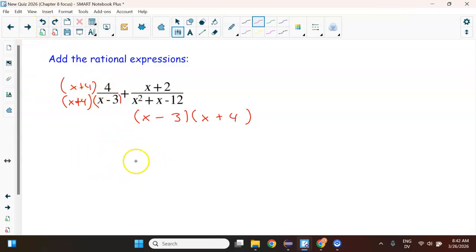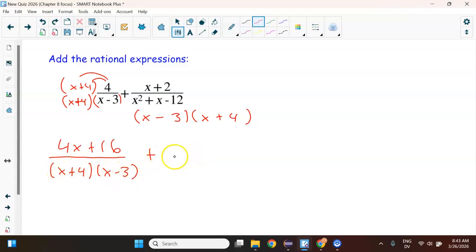All right, so what that's going to be then is we'll distribute this up top. So we'll have 4x plus 16, and I'm going to keep the denominator in factored form, right? So keep it separate. The other fraction isn't changing. It already had the denominator we wanted.